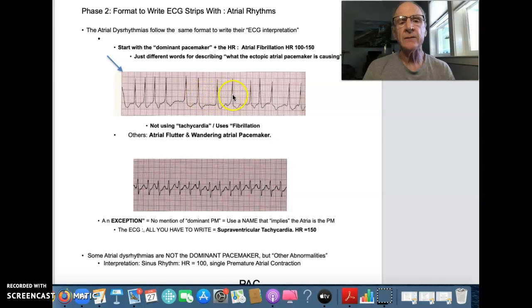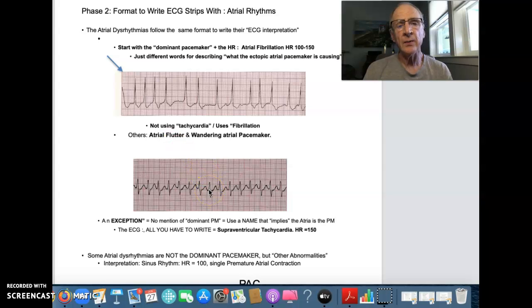A lot of times in the atrial rhythms, they're named a little bit differently. Again, this is just called atrial fibrillation. It's not atrial tachycardia, despite having a very fast rate. That's the same thing with atrial flutter. It's a pattern that you learn, and it's not named exactly like a sinus tachycardia.